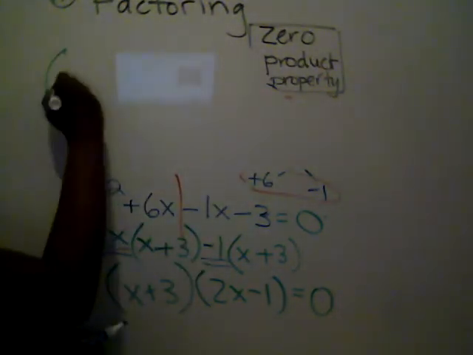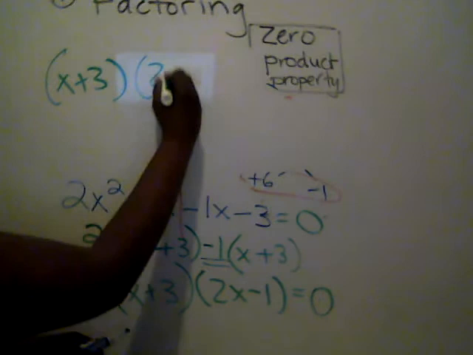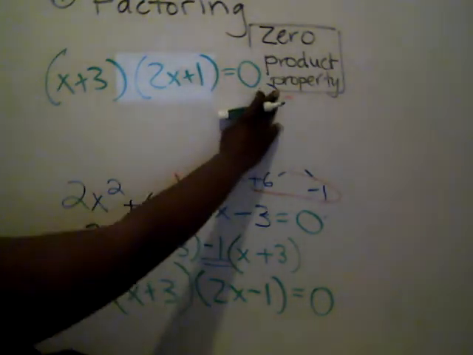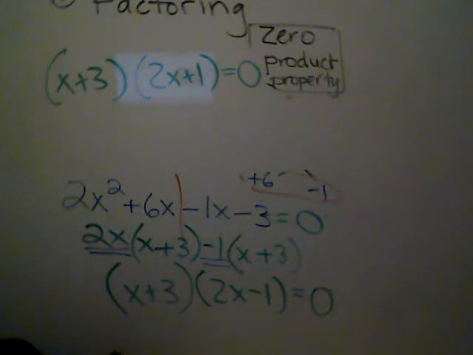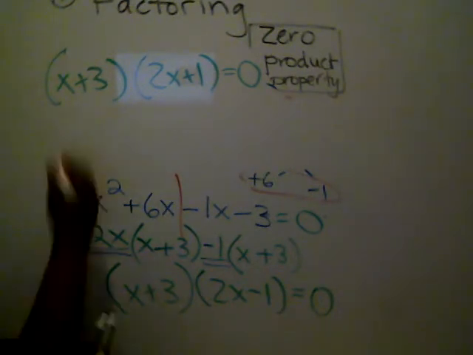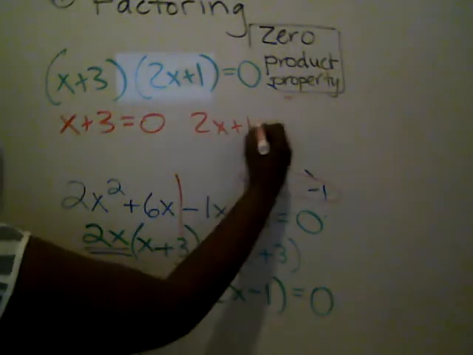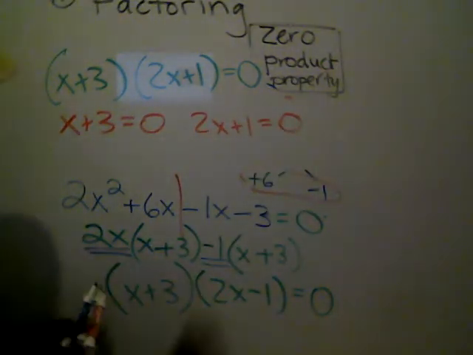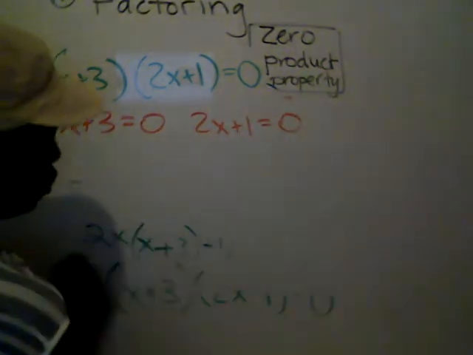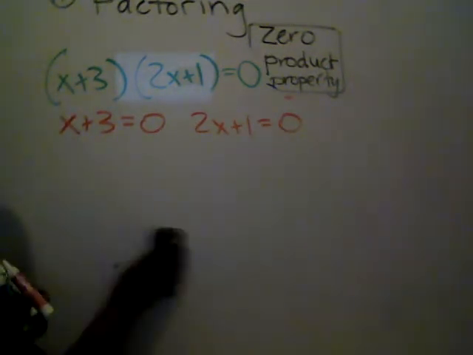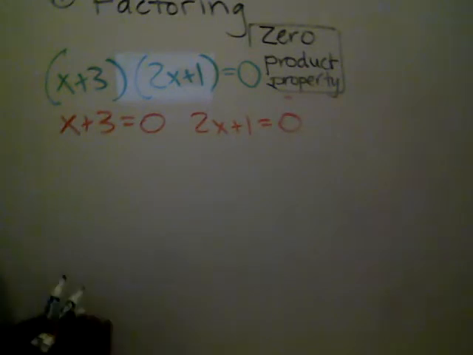Once we get to x plus 3 times 2x plus 1 equals 0, we're going to go into our zero product property. So we are then going to set each of these equal to 0. And then we're going to solve. Or finish solving, because we use factoring to kind of help us get halfway there. And now we need to use algebra to take us to the final answers.